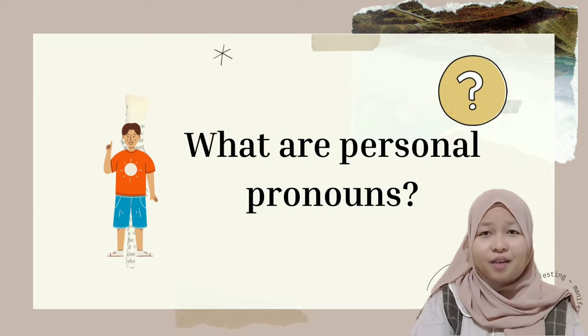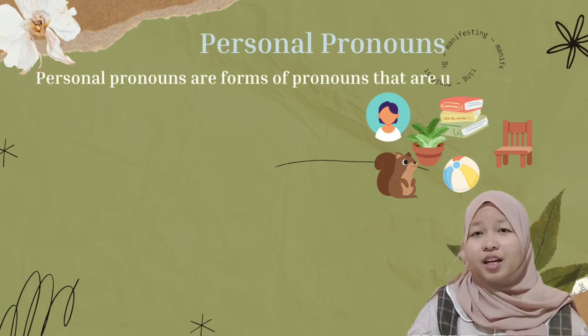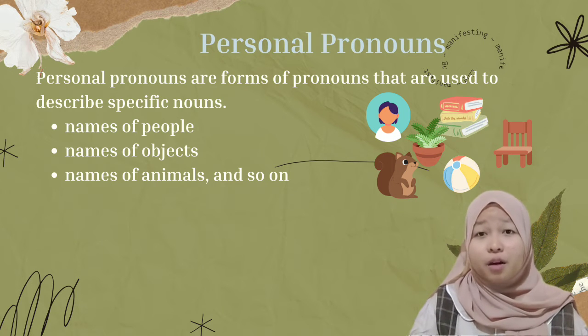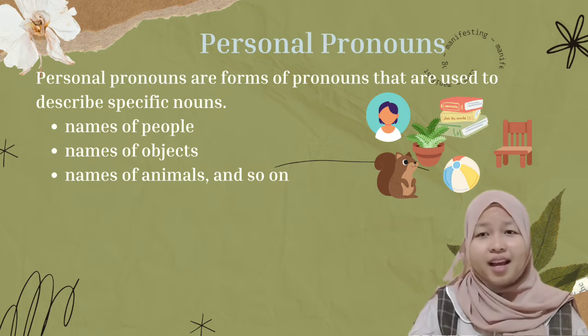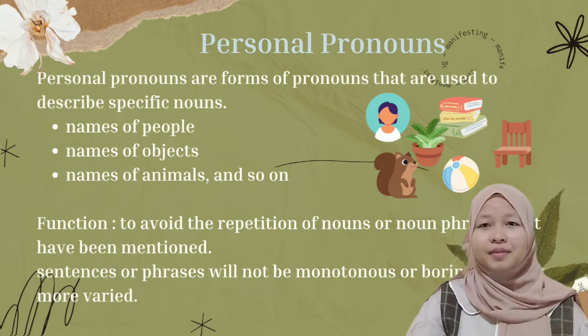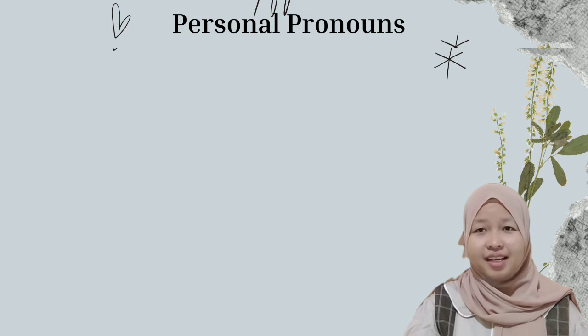What are personal pronouns? Personal pronouns are forms of pronouns that are used to describe specific nouns. For example, mentioning the names of people, names of objects, names of animals, and so on. Personal pronouns have a function to avoid the repetition of nouns or noun phrases that have been mentioned. So, sentences or phrases will not be monotonous or boring and look more varied. When using personal pronouns, you should pay attention to several things.